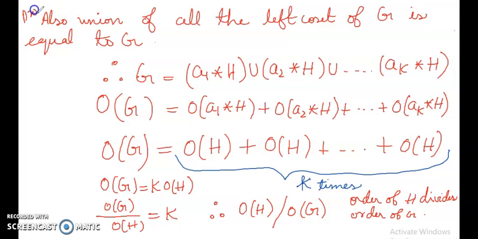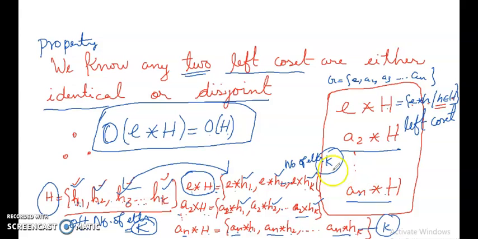So using this property, the union of all the left cosets of G is equal to G. So we can write G is equal to the union of all the left cosets of G. What are the left cosets of G? Just now we have taken the left cosets of G as A1 star H, A2 star H, etc., Ak star H.